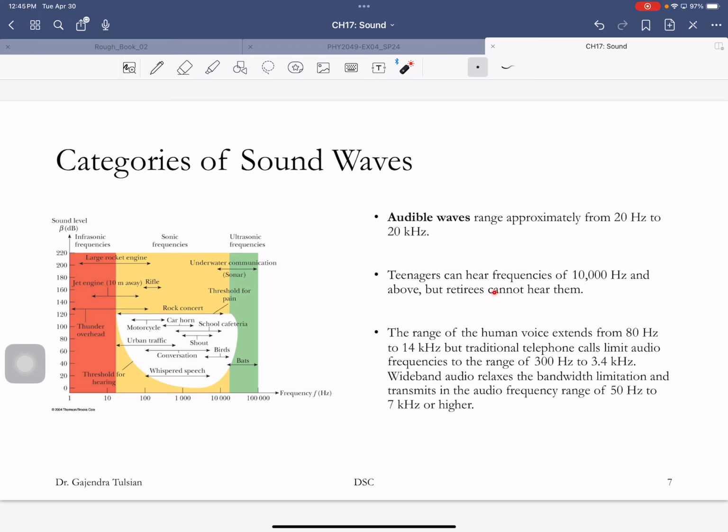Is this fact useful? Why are we talking about this? People actually use this. If you go to a mall and you go to an expensive store, and if they want to keep the teenagers out, they just play a high-pitched sound. It bothers the young teenagers, so they don't come in. And the older people with money, they can't hear it.